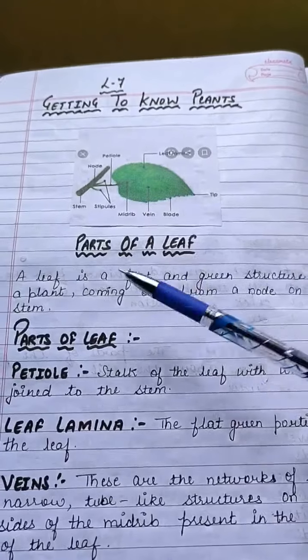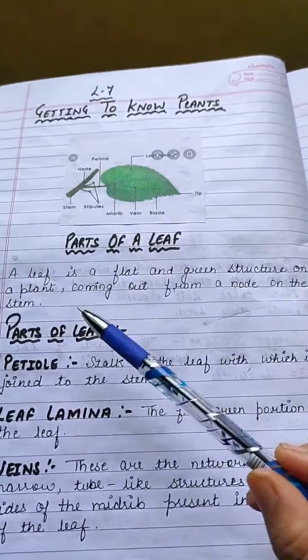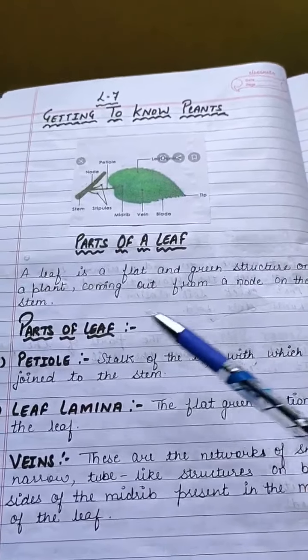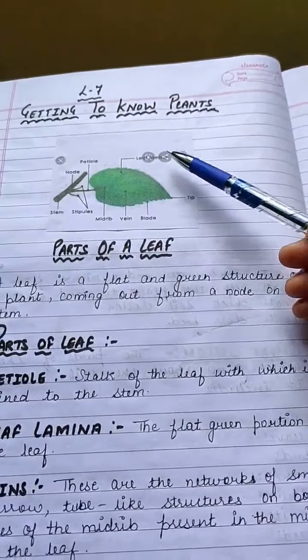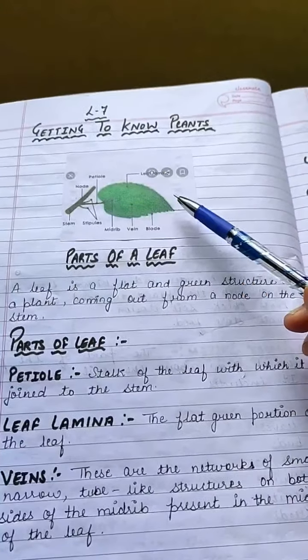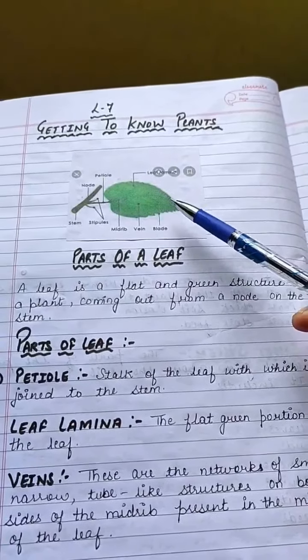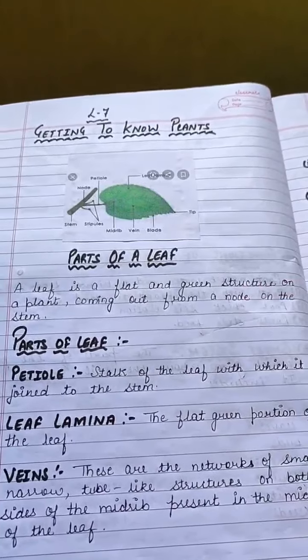Leaf. A leaf is a flat and green structure on a plant coming out from a node on the stem. So this is a leaf. It is a flat and green structure of a plant, and this is coming out from this node on the stem.